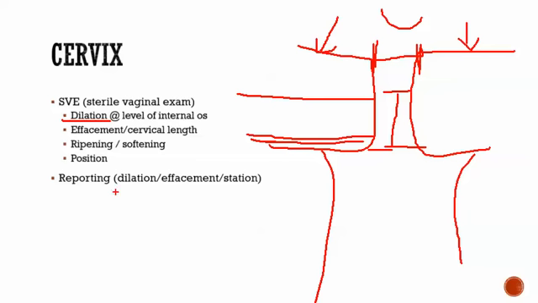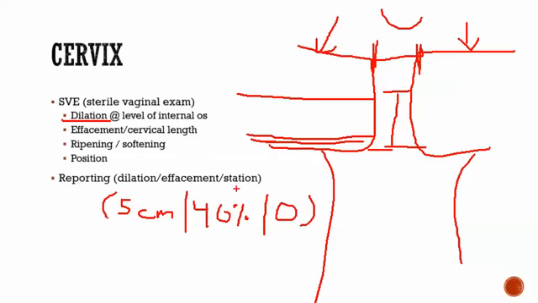So the way you report this is you have dilation, let's say 5 centimeters, effacement or cervical length, let's say 40% effaced. And the third thing you report is station. It could be 0. All right, and so station we haven't really talked about, so we're going to talk about it in the next slide.